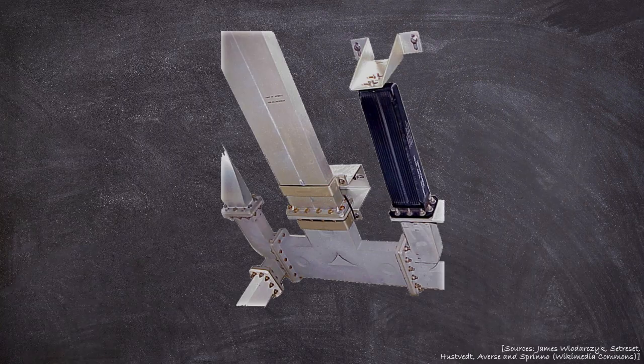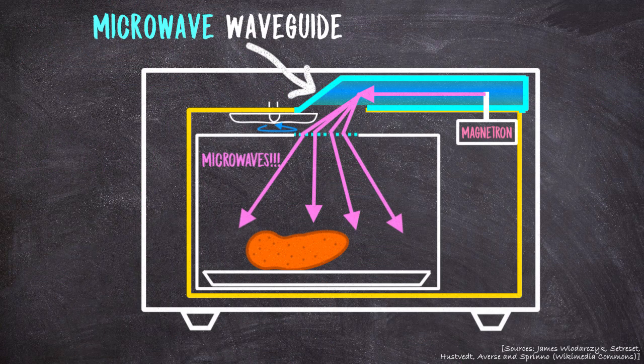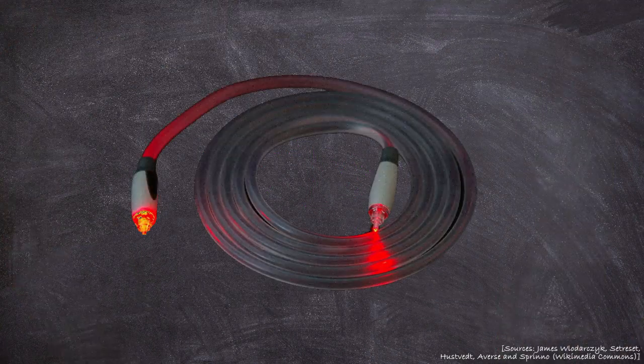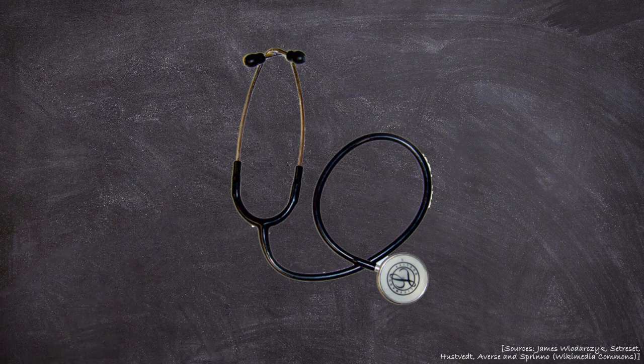There are radio waveguides that transmit radio light from, say, an antenna to a transmitter. There are microwave waveguides, like those that transmit microwaves from the magnetron to the cooking chamber in a microwave oven. There are visible waveguides, like fiber optic cables. Heck, even the rubber tube of a doctor's stethoscope can be considered to be an acoustic waveguide.